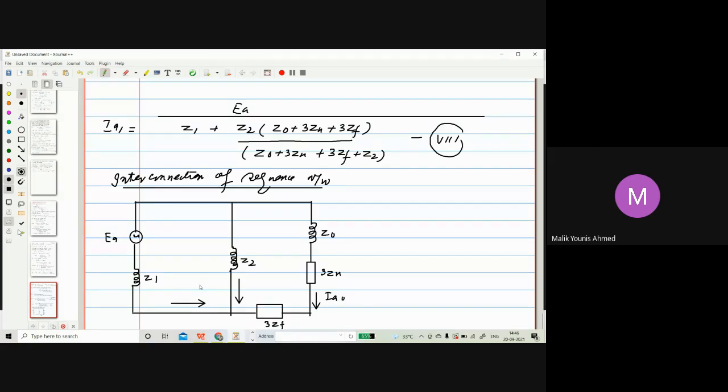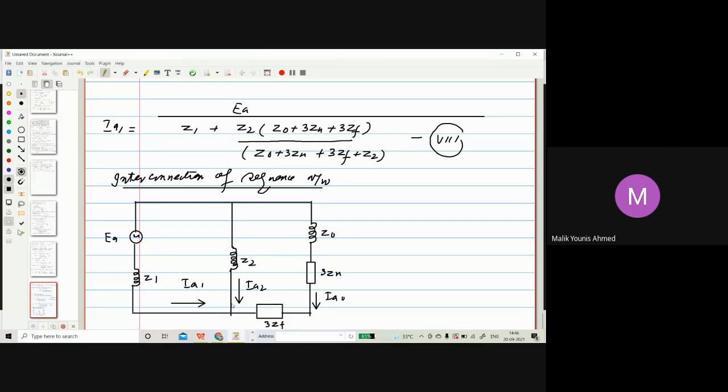This is IA1 here, and this is IA2. You can see IA1 is equal to what? EA voltage divided by Z1, in combination with these two, which are in parallel. What is this combination in series? Z0 plus 3Zn plus 3ZF. So these combinations we'll put in parallel, so they will be Z2 into Z0 plus 3Zn plus 3ZF divided by Z2 plus Z0 plus 3Zn plus 3ZF.